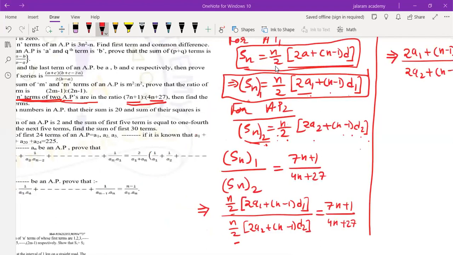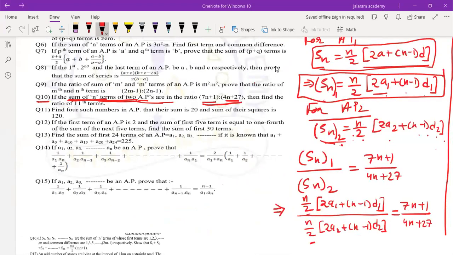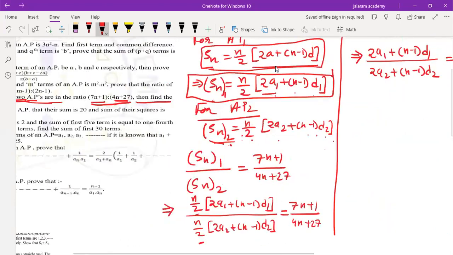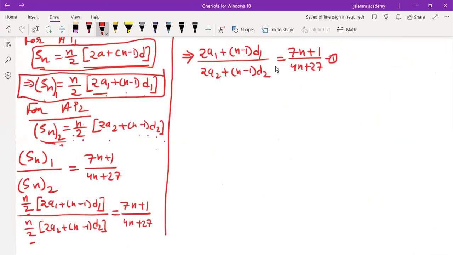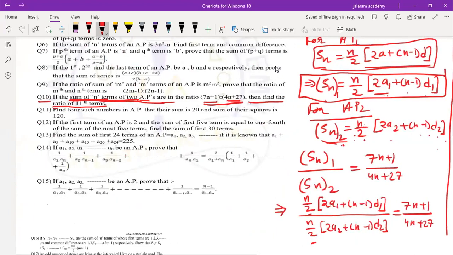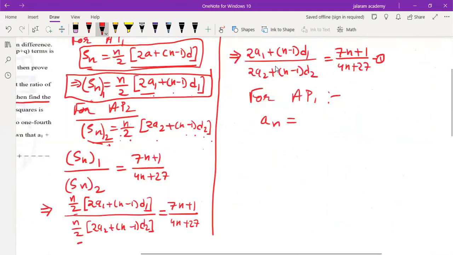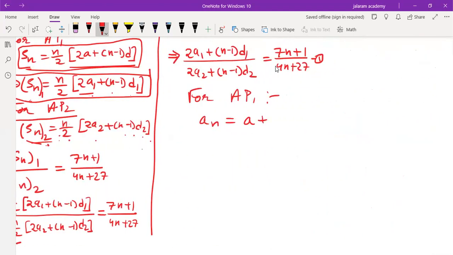What we have to find? Using this result, find the ratio of 11th terms. For AP1, what will be the 11th term? We use the formula for the general term, as this time not to find the sum, but we have to find the ratio of 11th terms only. For this, first we use the general term a plus n minus 1 into d. So the 11th term for the first AP will be a1, where a1 is the first term, plus n minus 1 into d1.